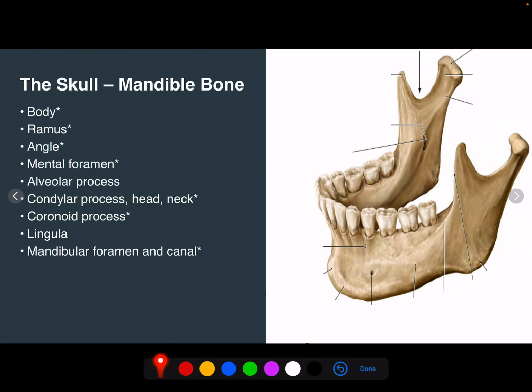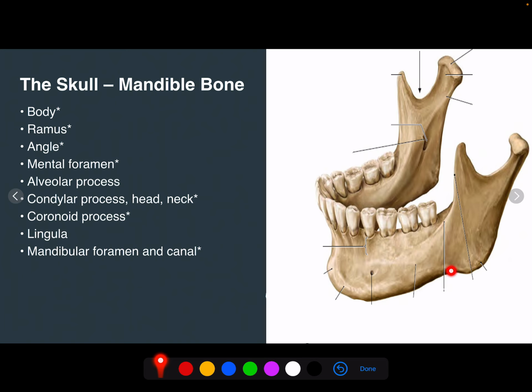Okay, so we talk about the mandible. We can identify a couple different areas here, starting with the body of the mandible. The body of the mandible is going to be this horizontal portion forming the lower jaw and bearing the lower teeth. Okay. The ramus, on the other hand, is going to be the vertical projection on each side of the mandible. Okay, so your body is going to be your horizontal projection. Your ramus is going to be your vertical extension.